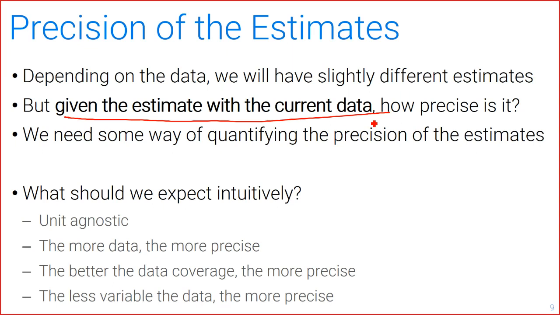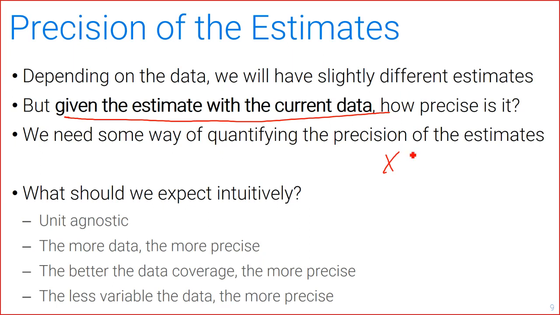And if we think about it for a minute, what are the things that we should expect intuitively from this way of quantifying the precision? First one is that it should be unit agnostic. So regardless of whether I have my variables in kilometers or in meters, we should be able to say the same thing. Intuitively also, the more data we collect, the more precise the coefficients, because we are getting closer and closer to sampling the whole population. So the model should be more stable. Intuitively also, the better the data coverage, the more precise.